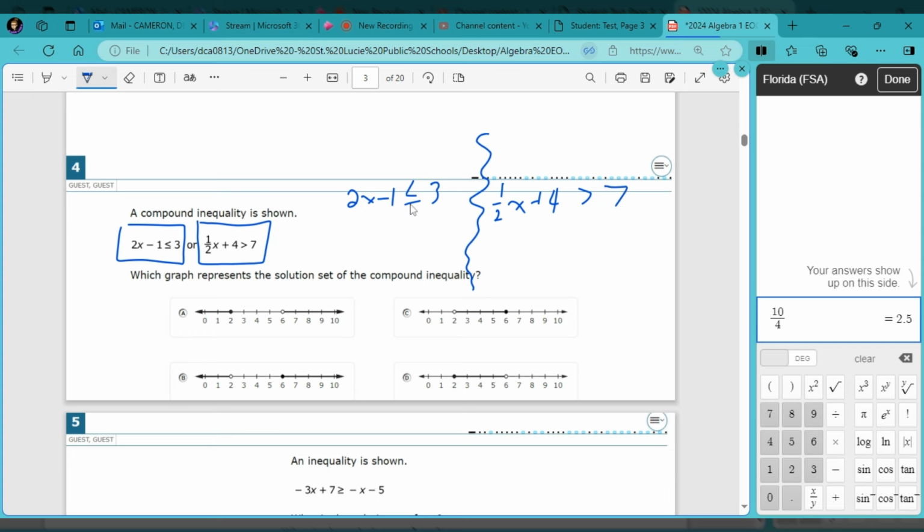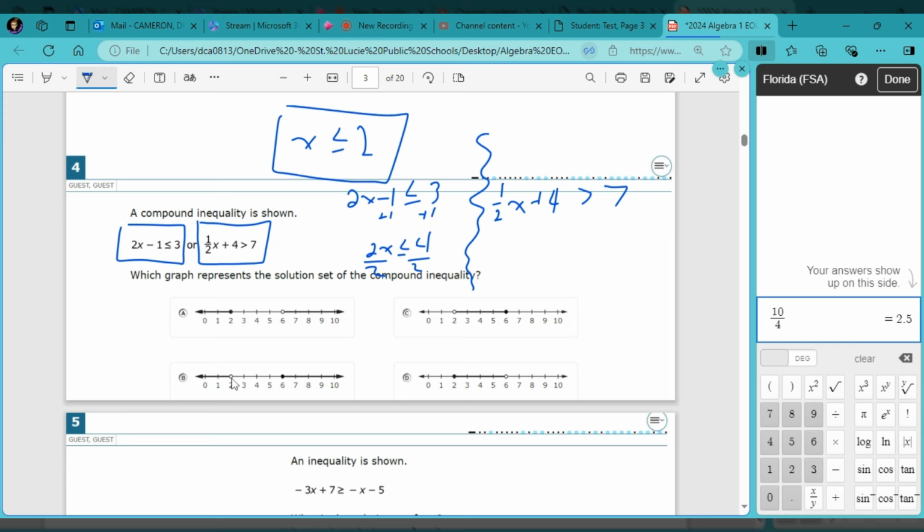So to solve for x, first we're going to combine like terms. I'm going to add the 1 on both sides of the inequality to give us 2x is less than or equal to 3 plus 1, which is 4. Divide both sides by 2. X is less than or equal to 4 divided by 2, which is 2. X is less than or equal to 2.